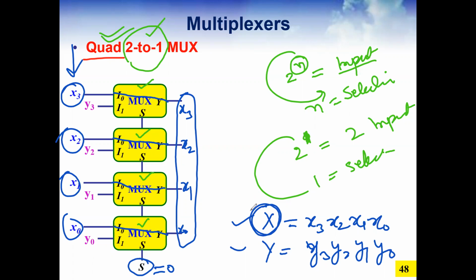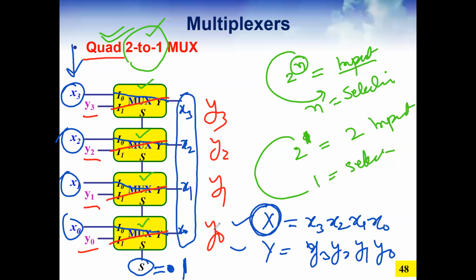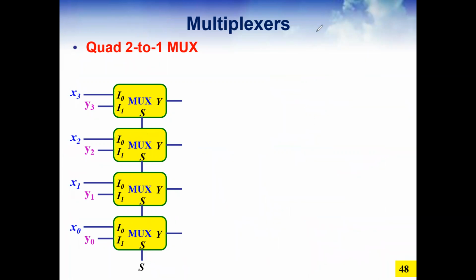I want to give another user a chance. So what should be the value of the selection line? 1. When I say 1, it means that I1 is now going to be connected. Clear? And Y's output will be there, meaning Y3, Y2, Y1, Y0. So this time user Y will be transferring its information if the selection line is 1. So this is one of the arrangements and utilizations of the multiplexer which we have seen.